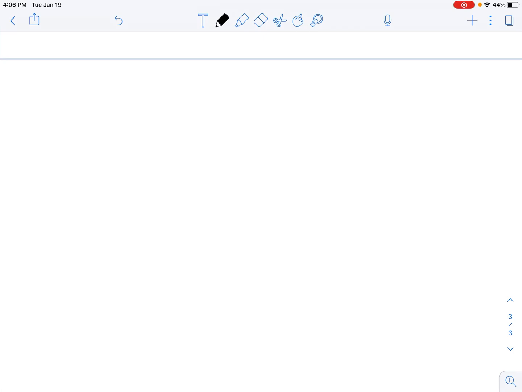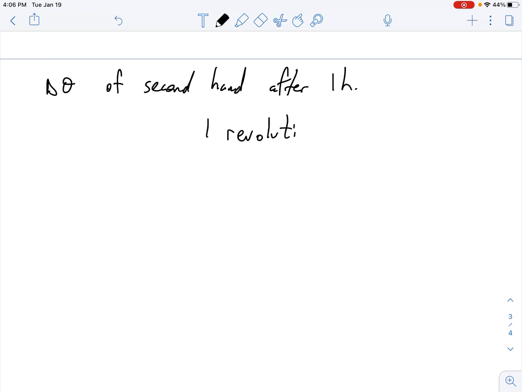So we want to know the displacement of the second hand after 1 hour. Well, hopefully it makes sense, but the second hand of a clock will make 1 revolution in 1 minute. Right? The second hand goes around every single minute, which means the second hand is going to make 60 revolutions in 1 hour. So in 1 hour, the displacement of the second hand will be 60 revolutions.